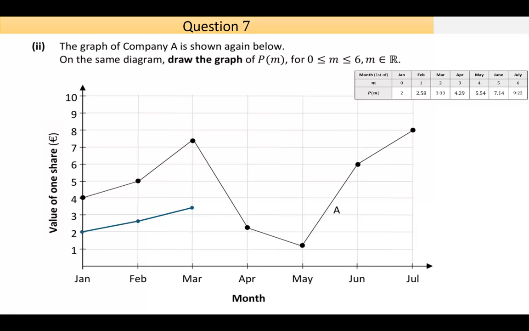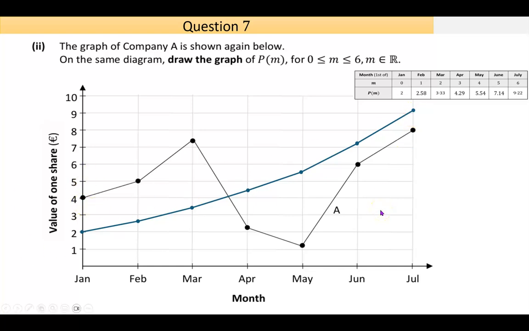I did it wrong. From January to February, it goes up from 2 to 2.58, and I'm kind of estimating that. Then it goes up from 2.58 to 3.3. Then from 3.3 to 4.29. Then from 4.29 to 5.54. From 5.54 to 7.14. And lastly, from 7.14 to the answer given, which is 9.22. So a steady trend upwards.